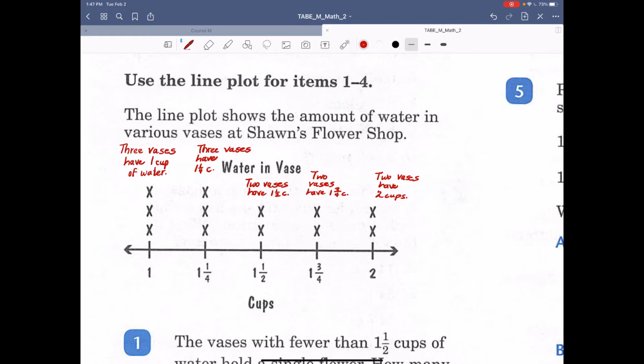So make sure that you know how to read the graph. Here's your main idea, and you want to be sure that you understand the scale, what the scale is talking about. Okay? All right, let's try the questions.